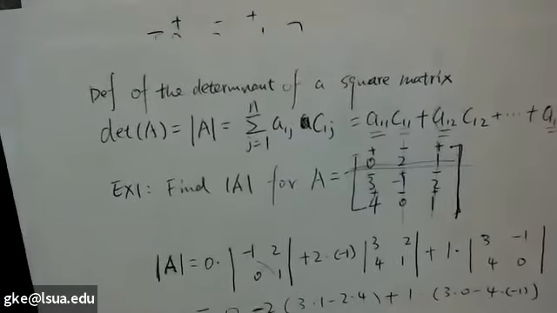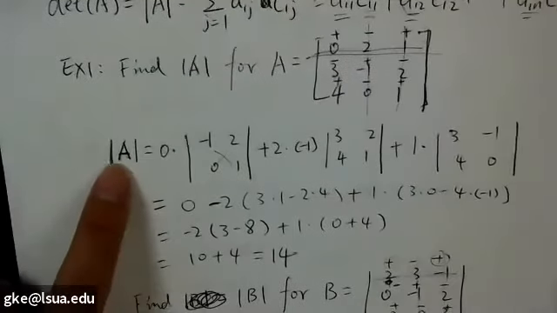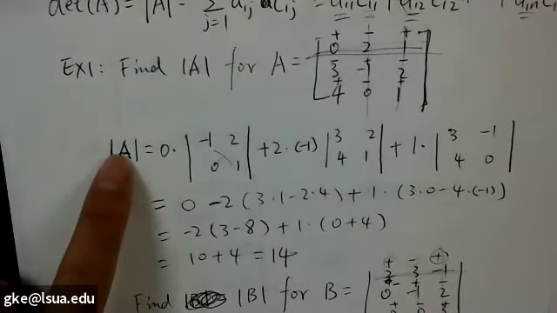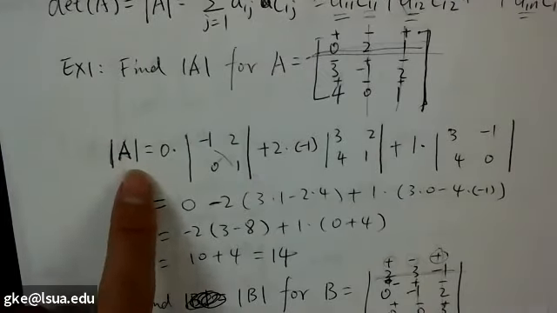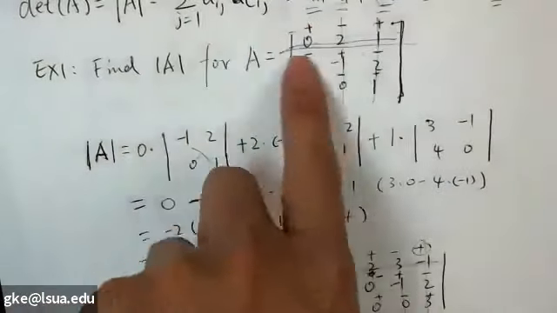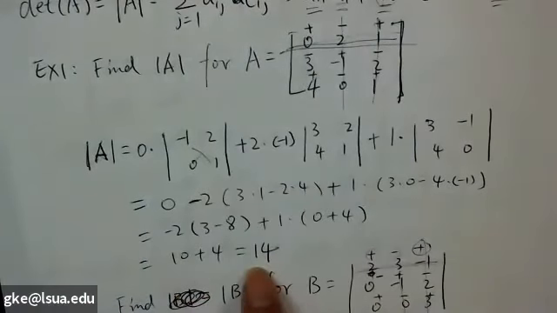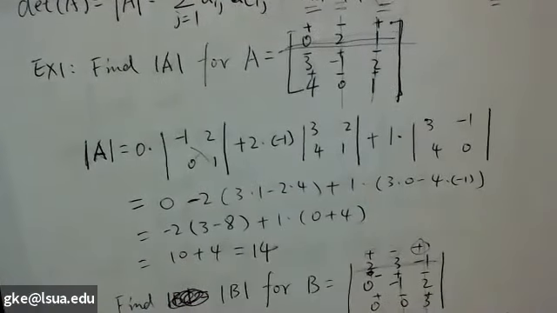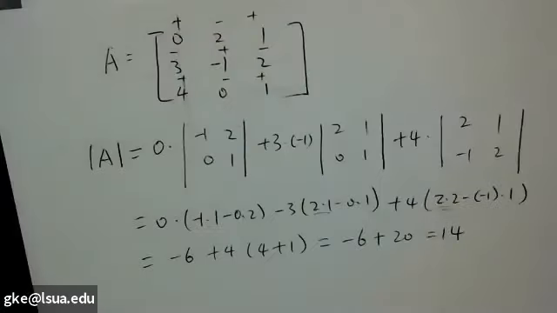The same thing as we did for the determinant of A through the first row. Okay, so the first row is 14. Right, we get the same result. Always is, okay.